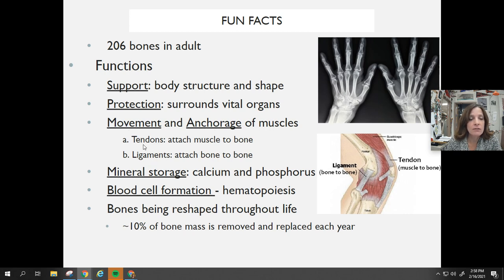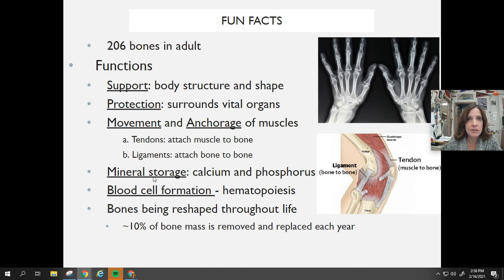So two things that you need to know are tendons attach muscle to bone and ligaments attach bone to bone. The way I remember this is the Achilles tendon, which is on your calf muscle and it attaches to the heel bone. So that's a tendon. And then some people tear their ACLs, and that's the anterior cruciate ligament, and so that's a bone to bone thing in the knee.